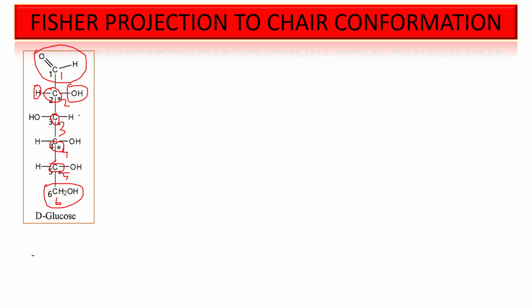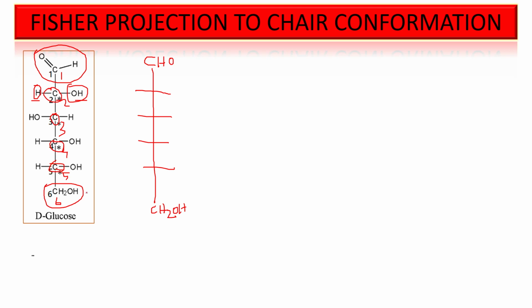Based on their structure, how can we draw them in Fischer projection and how can we remember them? For that, at first we have to know the basic structure in Fischer projection. This is the base, a vertical line and 4 horizontal lines like this. At the top this is the first carbon, that is the CHO group, and at the lower side this is the sixth carbon, that is the CH2OH. And the OH and H groups present from carbon 2 to carbon 5 will attach here in different ways.